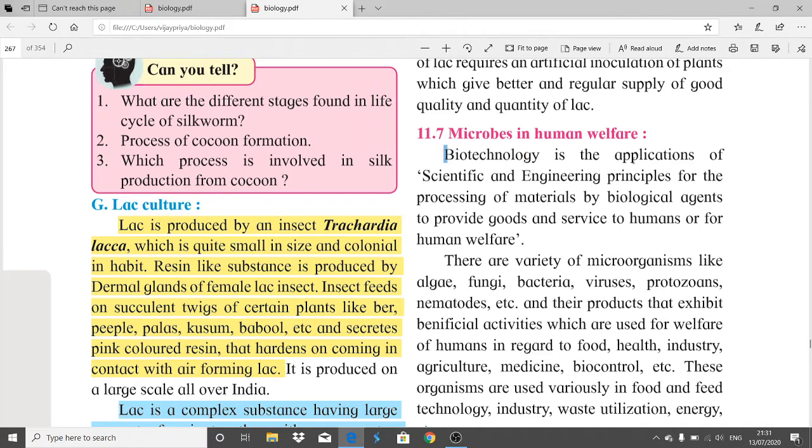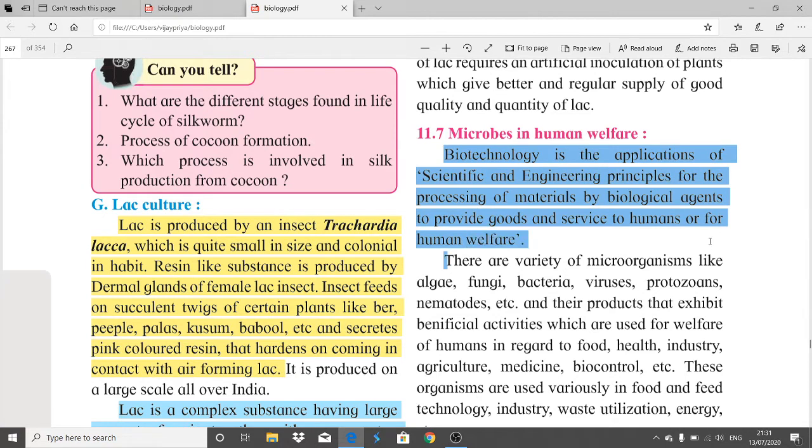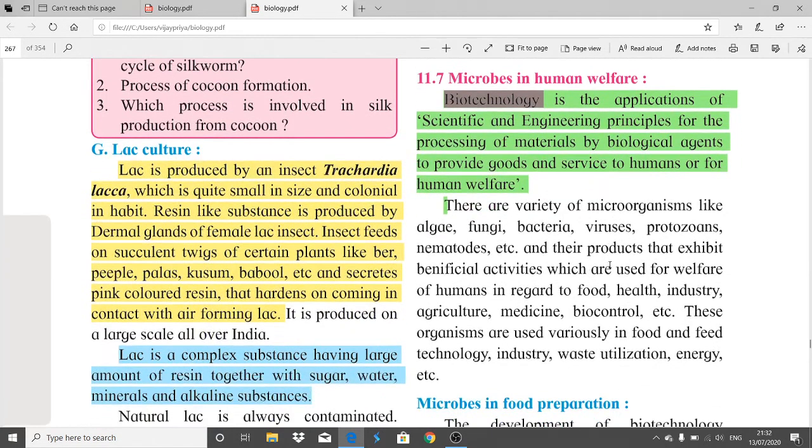Now, when you discuss microorganisms, the branch of science which applies the basic knowledge, that implementation is done by this branch of science that is called biotechnology. Biotechnology is very important as far as microorganisms and human welfare is concerned. So there are a variety of microorganisms like algae, fungi, bacteria, viruses, protozoa, nematodes, etc.